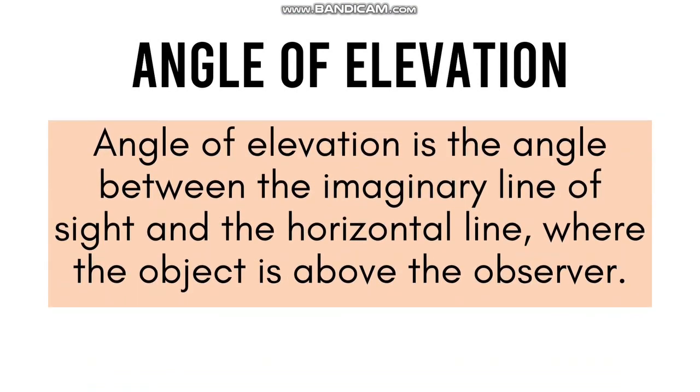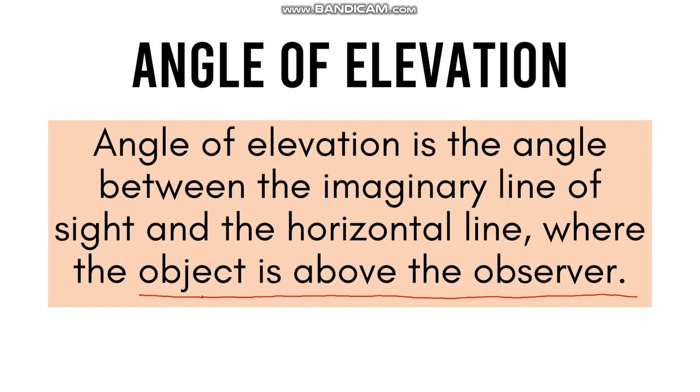For today's lesson, we will be discussing angle of elevation and depression. So first, let's discuss what is angle of elevation. Angle of elevation is the angle between the imaginary line of sight and the horizontal line where the object is above the observer. The key phrase here is that the object is above the observer. So we have to remember, if it's angle of elevation, the object should be above the observer.